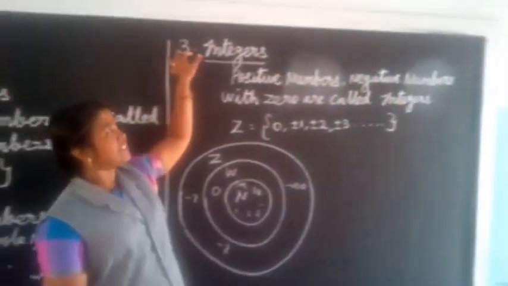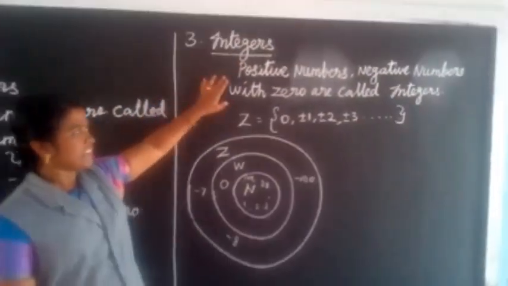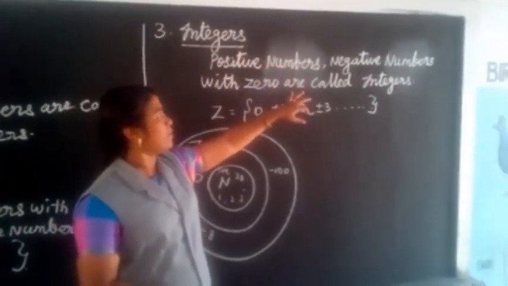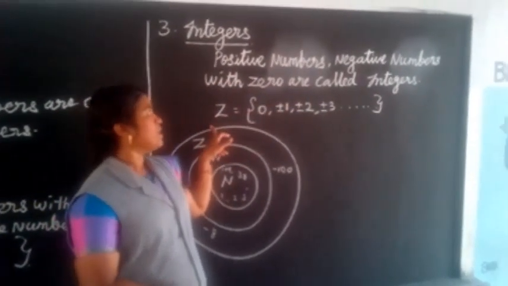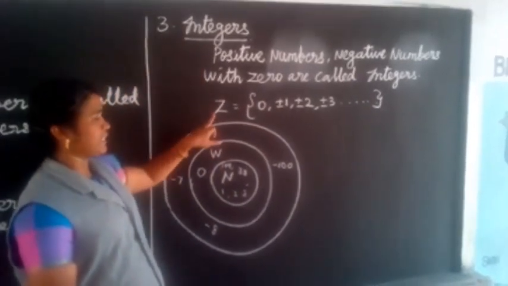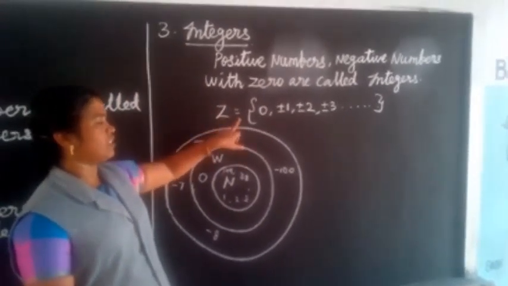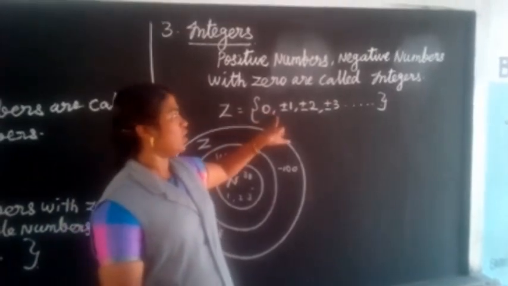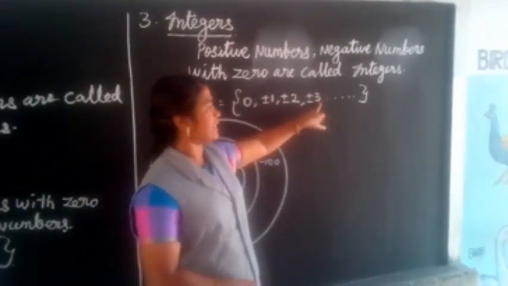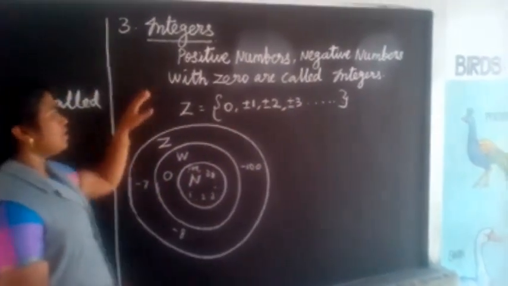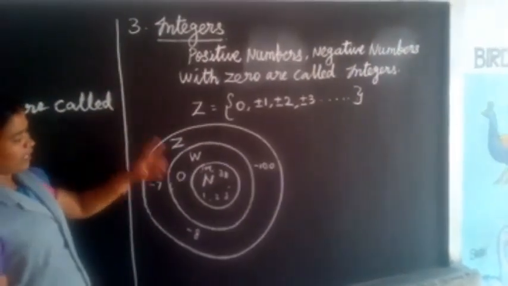The third one is integers. Positive numbers, negative numbers with 0 are called integers. So integers are denoted by the letter Z. So Z is equal to the set of all 0, plus or minus 1, plus or minus 2, plus or minus 3, etc. So we see in one figure.